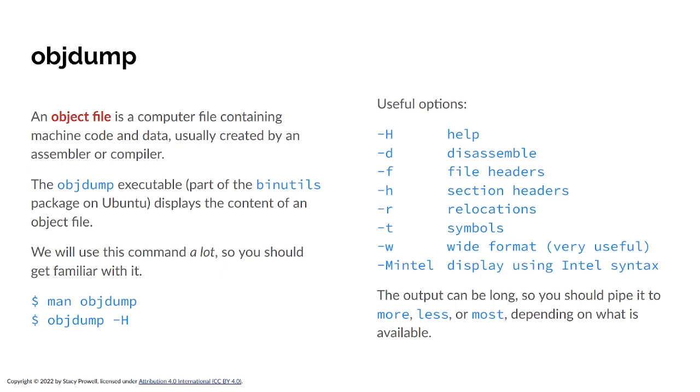And some useful, helpful stuff is over on the side. Capital H is help. D will disassemble parts of a file. H will list the section headers that are present in the file. R shows relocations, T shows symbols, and W uses the wide format. We'll talk more about this as we go on, and you'll get to see how some of that works.